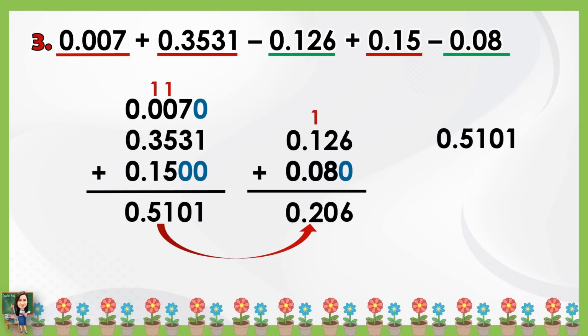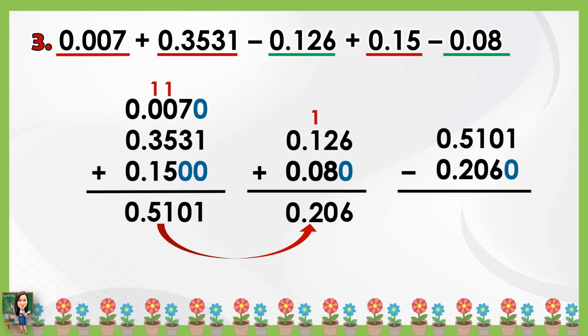So 5,101 10,000ths minus 206 thousandths equals, insert 0. 1 minus 0 equals 1. 0 minus 6 cannot be. Borrow 1 from 1. So 1 becomes 0 and 0 becomes 10. 10 minus 6 equals 4. 0 minus 0 equals 0.